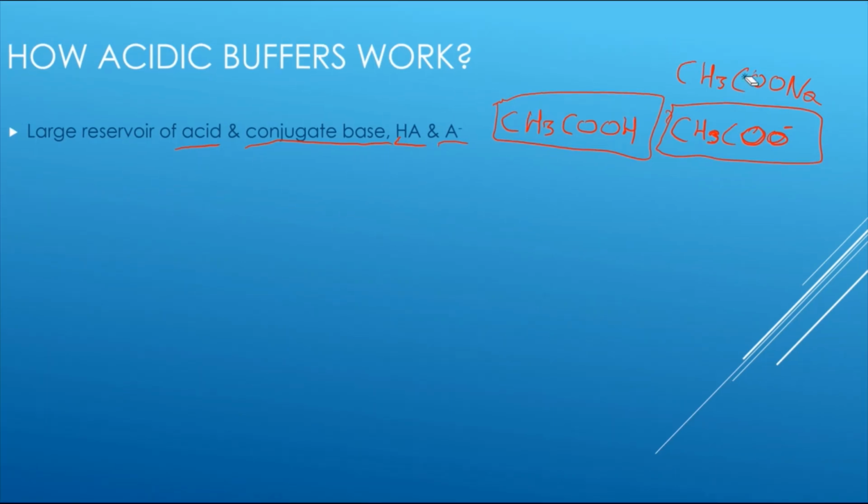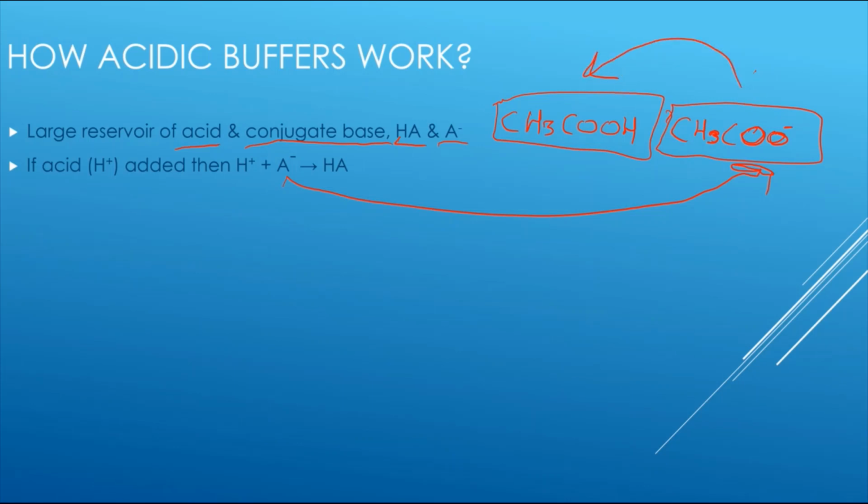So what would happen if we added a small amount of acid to our buffer? Adding acid would mean adding H+. And if H+ is added, this H+ would react with the A minus, the conjugate base of that weak acid. In this case it would be the ethanoate ions, and this would end up forming the weak acid itself. So we form the weak acid, and the H+ ions would be removed. So why are we removing these H+ ions?